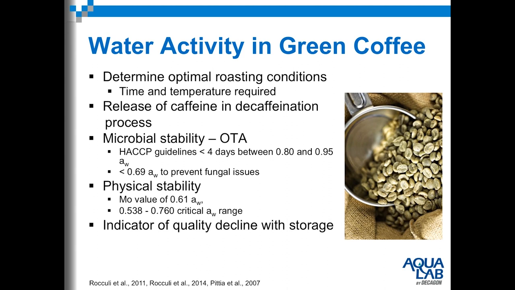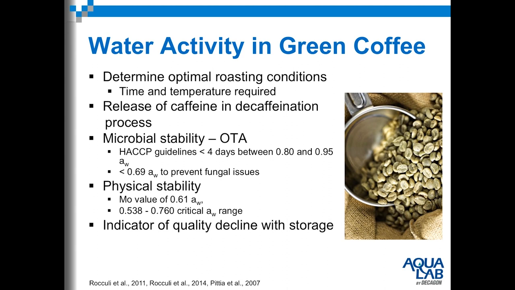Also, maintain the green coffee beans below a 0.69 water activity. This is after you've processed the coffee, but throughout the storage and transport of those green coffee beans, as long as you maintain a level below 0.69, that will also prevent fungal issues and subsequently ochratoxin production.